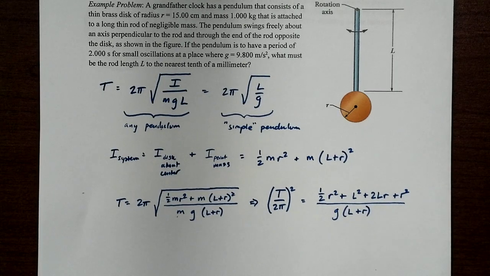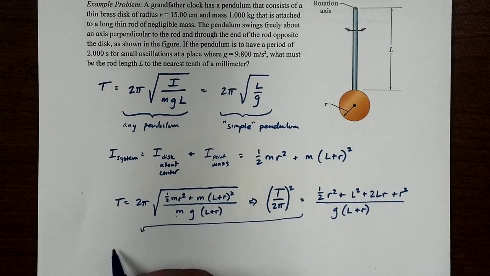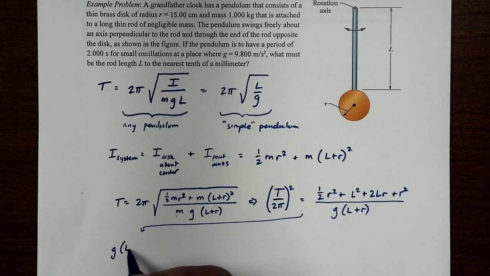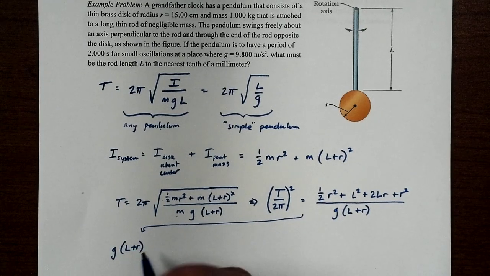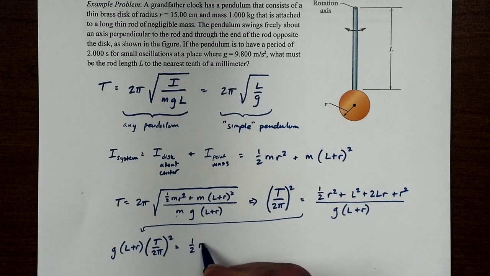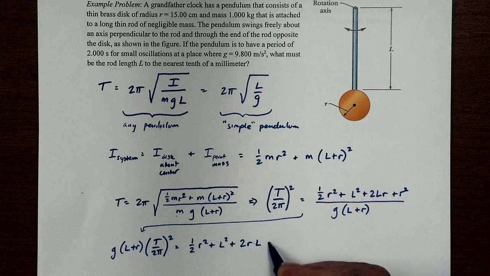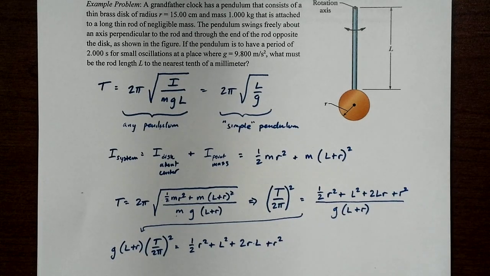All right, I'm going to get rid of my denominator. So g times (L plus r) times (t over 2 pi) squared equals 1/2 times (r squared plus L squared plus 2rL plus r squared). I'm going to move L to the end since it's the variable we don't know. Boy, this just doesn't look fun.